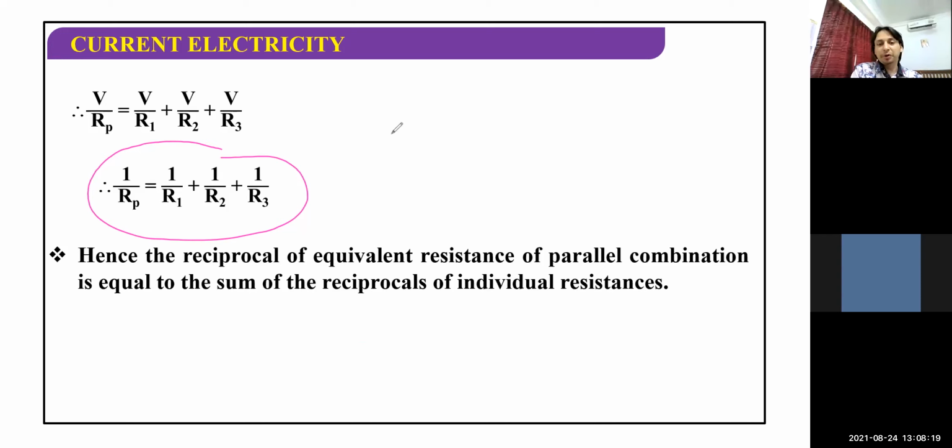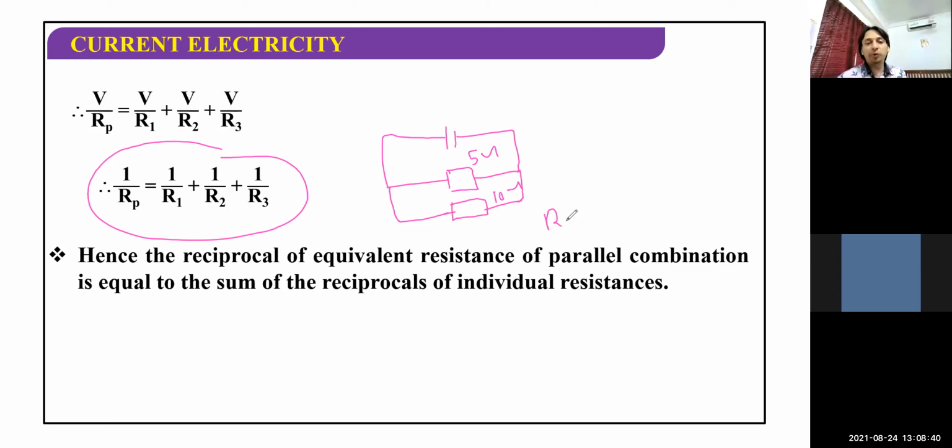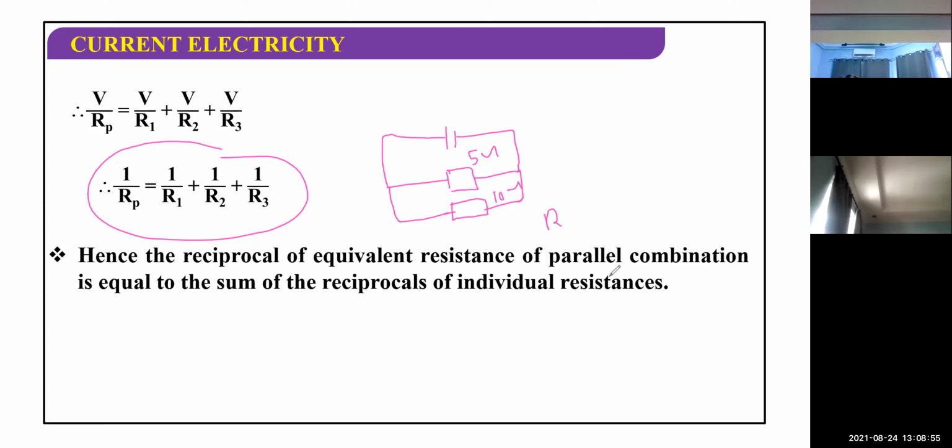For example, let me draw one diagram, children, to explain this equation. Suppose I have connected this resistor and there is another resistor, and suppose this is 5 ohm and this is 10 ohm, and the question is to find the equivalent resistance. Whenever you have to find the equivalent resistance, total resistance, or effective resistance of a combination, you have to think whether the resistors are in series or in parallel. So who will tell me whether these two resistors are in series or in parallel? That's the diagram which I have drawn.